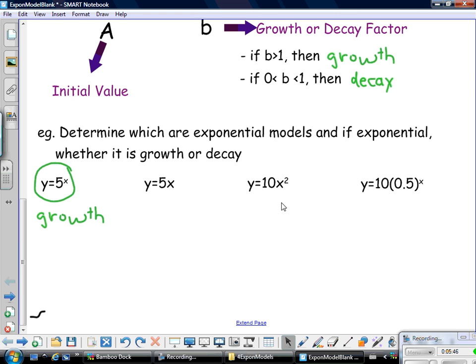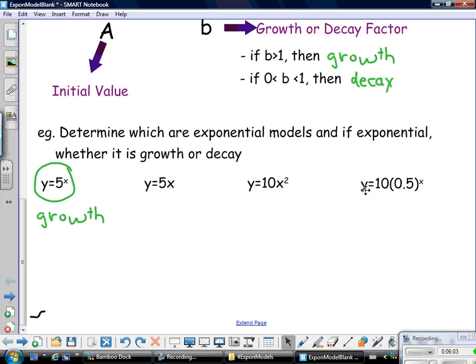If I look at the third example, you can see I have y equals 10 x squared. I do have an exponent here, but the exponent is a 2. Okay, so the exponent is not a variable, therefore it's not exponential.